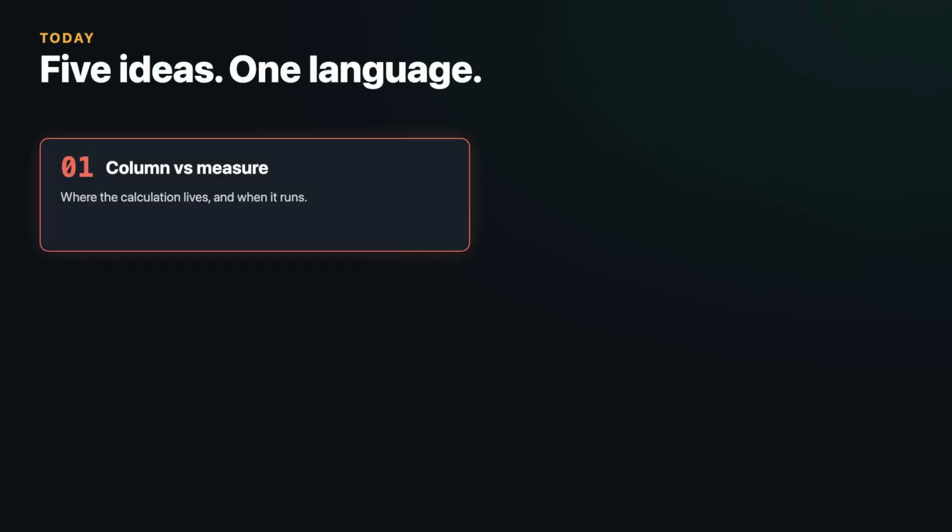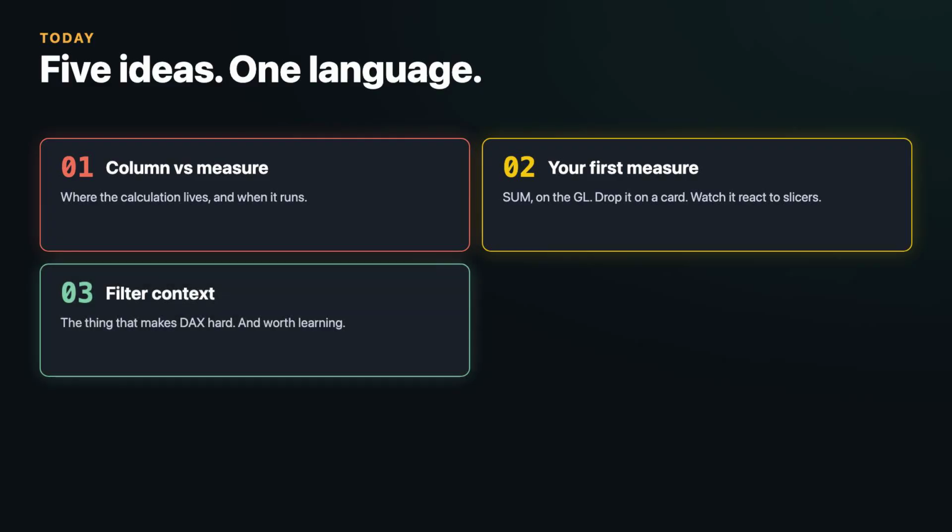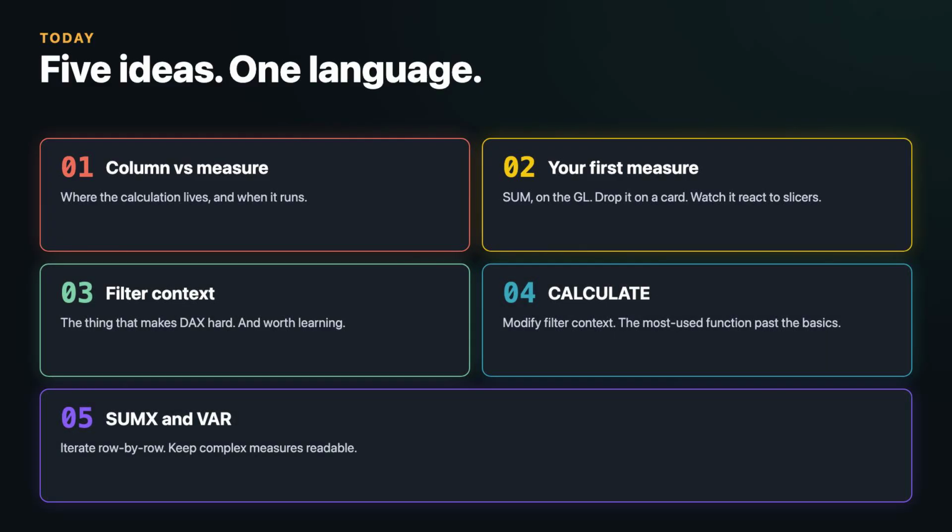Five ideas to land today, in order. Where a calculation lives. Your first measure on the journal. The concept that makes DAX hard, which is filter context. CALCULATE, the function for modifying that context. And finally, SUMX and VAR, for measures that need to do real work. By the end, you'll have 4 working measures sitting on AtlasParts cards, and DAX will start to feel like a real language instead of a dialect of Excel.